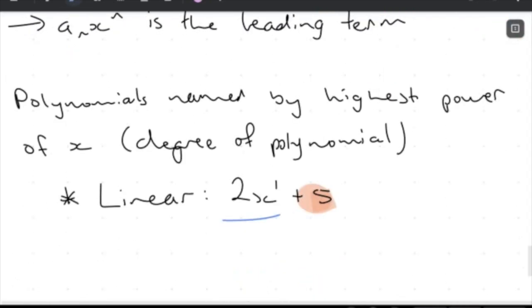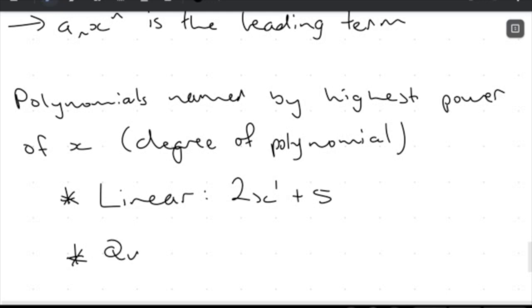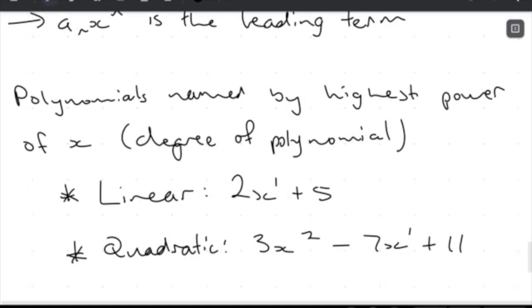But linear expressions are types of polynomials. We've also looked at quadratics before. Quadratic expressions, something like 3x squared minus 7x plus 11. This still follows our definition of a polynomial. It's got a leading term, it's got a constant, it's got a bunch of coefficients, and it's got the powers descending from the highest one. So this has a highest power of 2, and then it basically goes down.